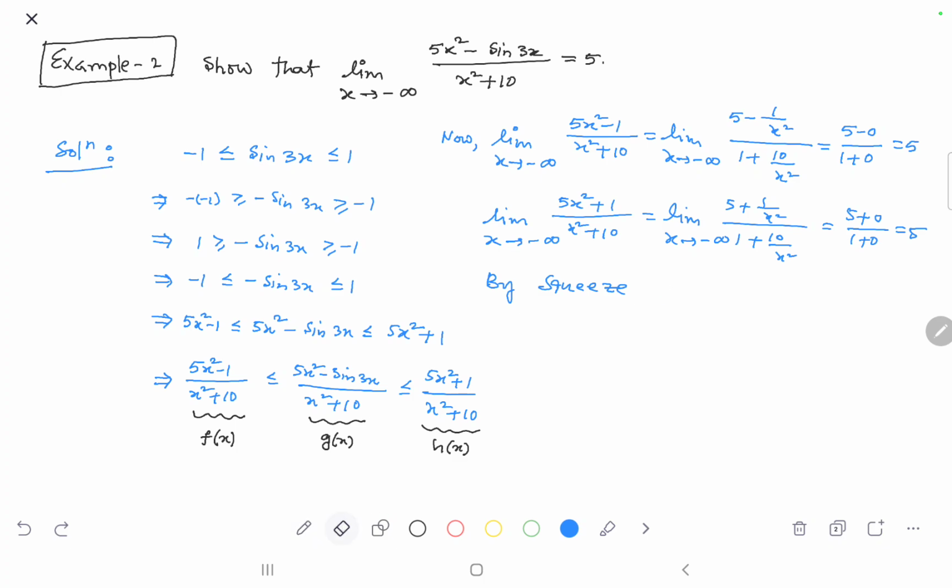Not lemma, you call it a theorem. We get the limit as x tends to minus infinity of the middle function. Done. Got it? Okay, Mayan. Yeah.